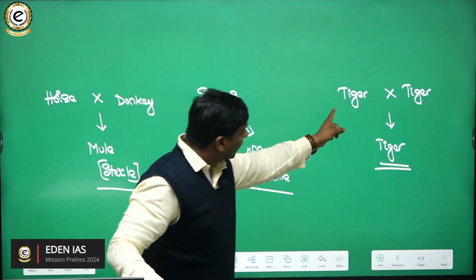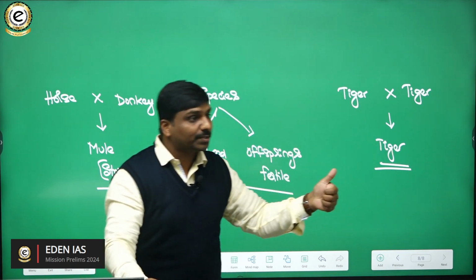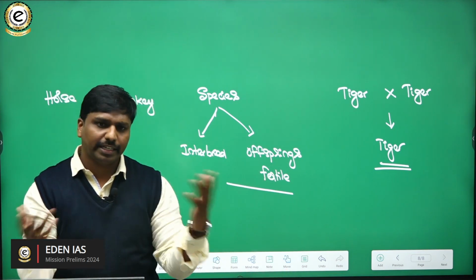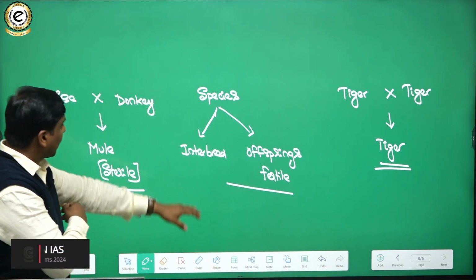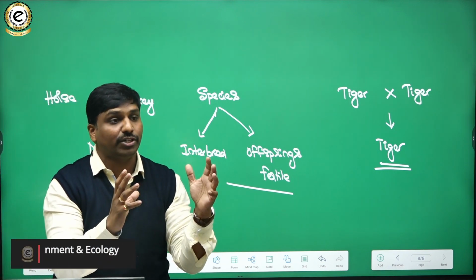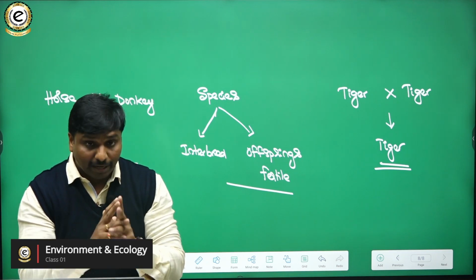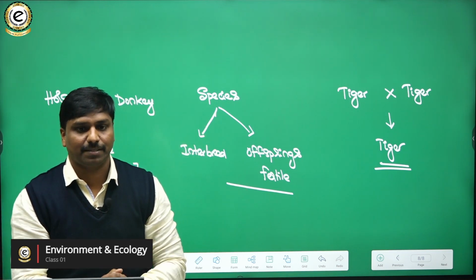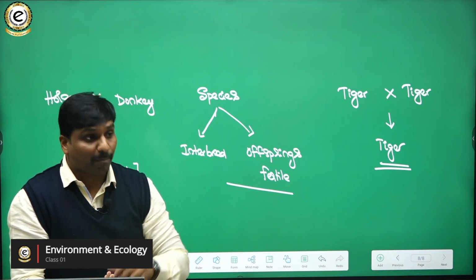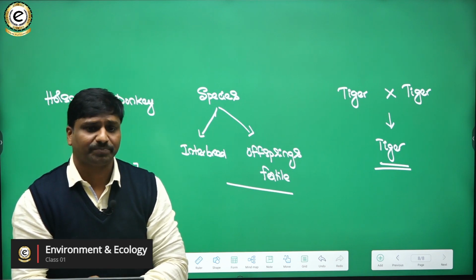Rather, tiger and tiger giving a fertile offspring is a species: tiger species, lion species, horse species, deer species, or anything. So species means this condition should be fulfilled. A population is nothing but an assemblage of individuals, organisms belonging to the same species. So that is population.